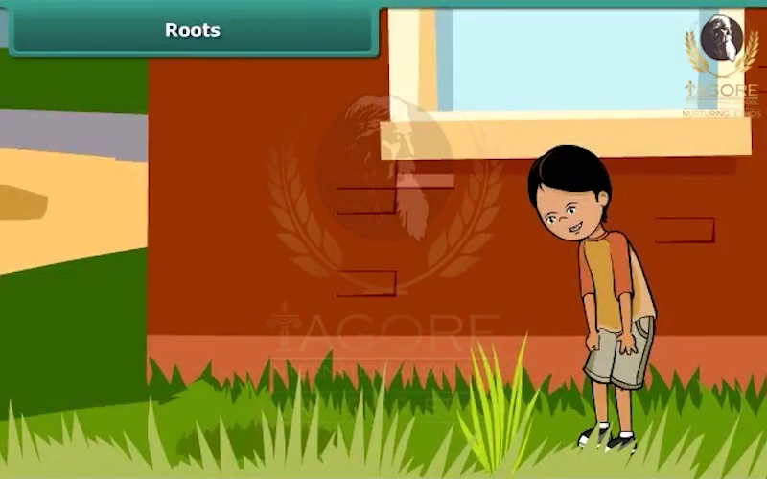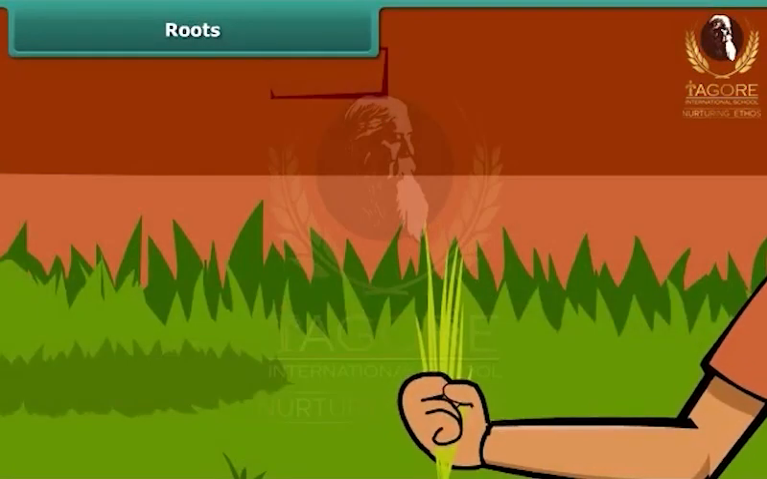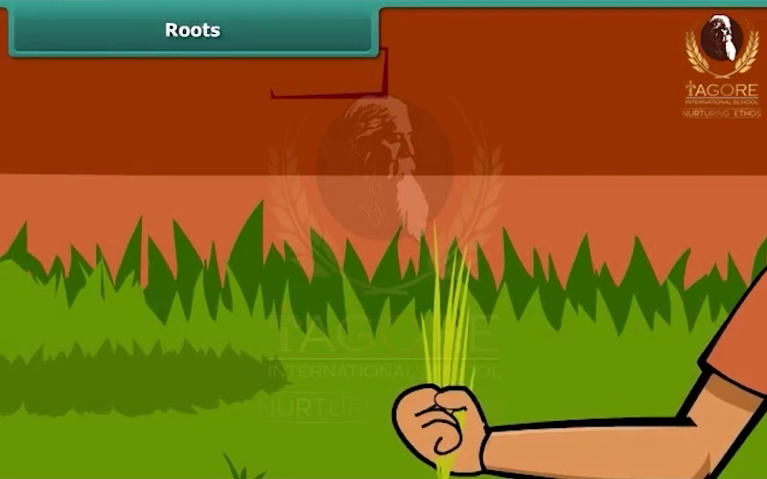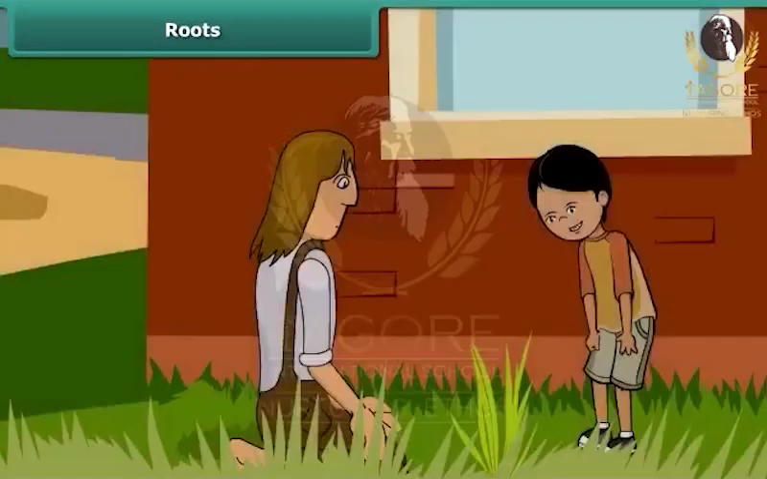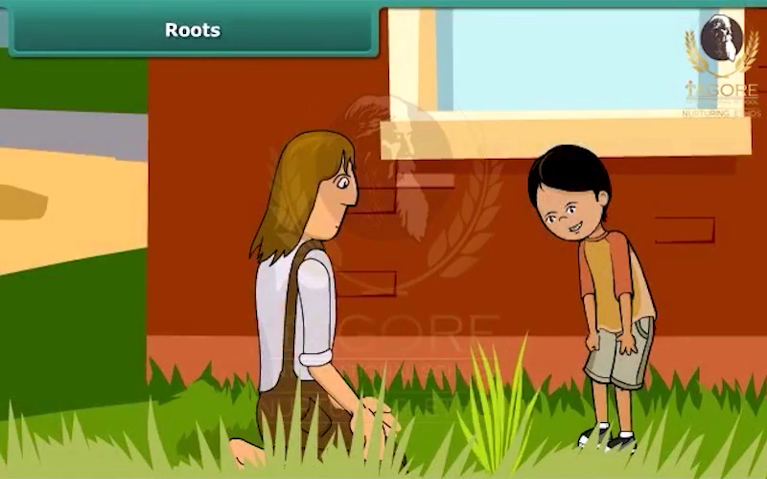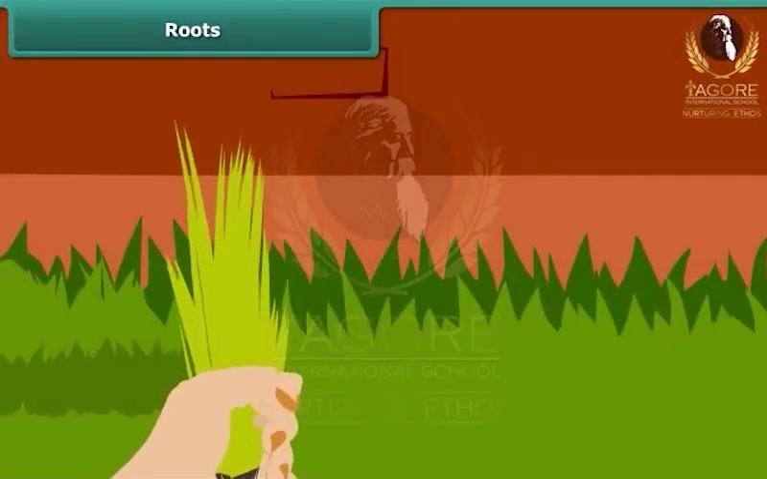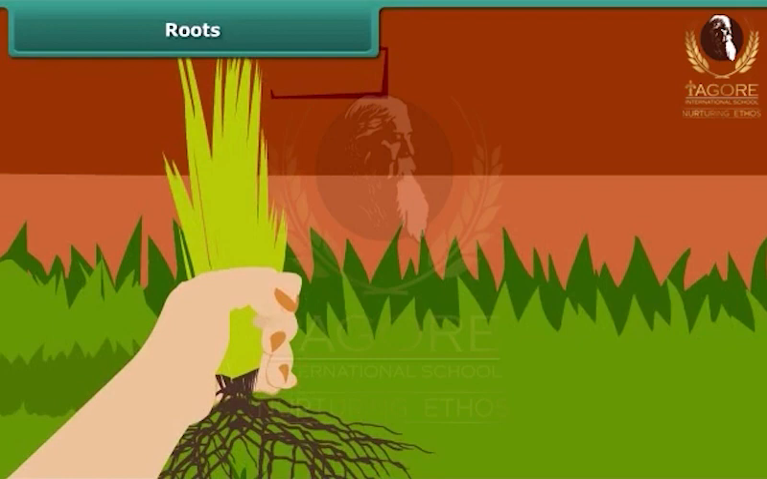Vibha wants to remove some weeds in her garden. She tries to pull them out but fails. She finds them firmly fixed to the ground. She asks her gardener to help. He manages to pull them out with some effort. He points to some fibers at the lower end of the weeds, which held the weeds to the soil. These fibers are known as roots.